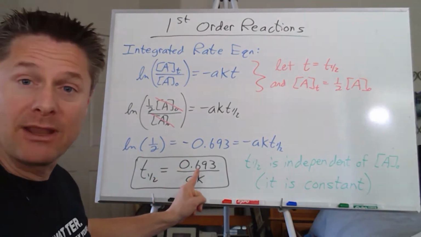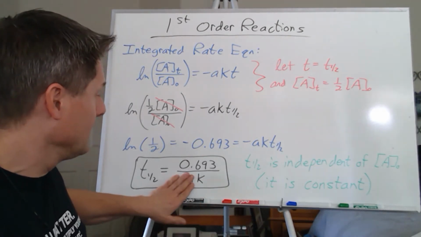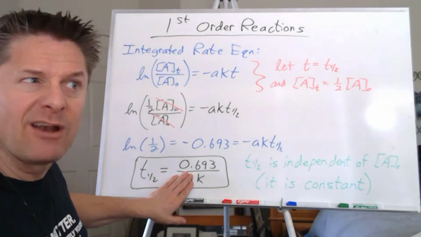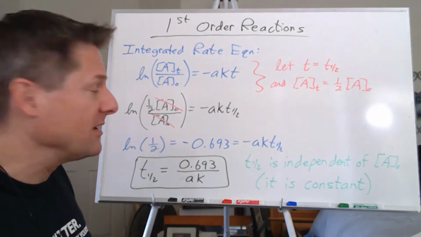Half-life is 0.693. Good to 3 sig figs there. Divided by A, which is commonly 1, divided by the rate constant. Rarely do you see rate constants with more than 3 sig figs anyway, so I can understand why 0.693 is fine.